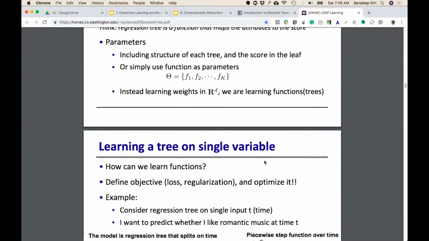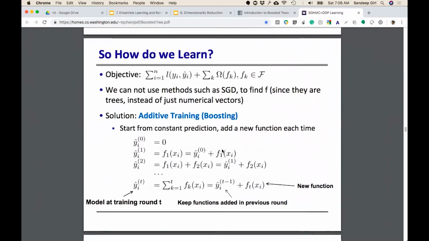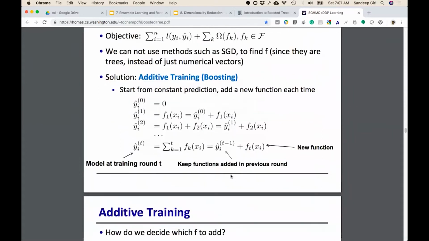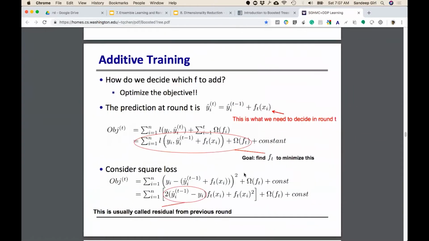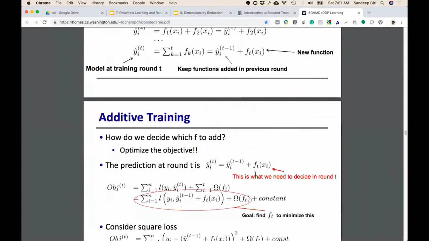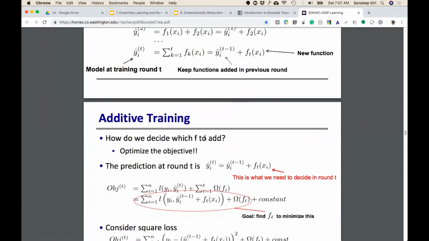So let me go ahead. Basically, this is the objective function, this is the loss, and this is the regularization. Since it's additive learning, it's boosting, because the loss at the t-th step is the previous plus the new one. Now, moving ahead, we break it down at every round, whenever we are adding a tree. Note that here we are adding a new tree.